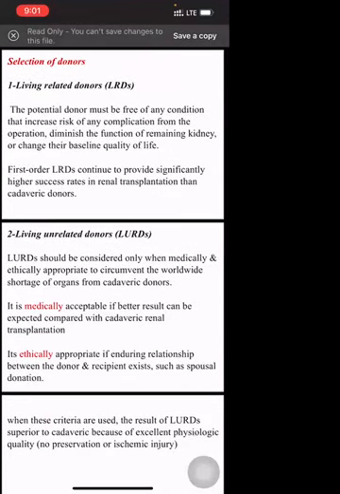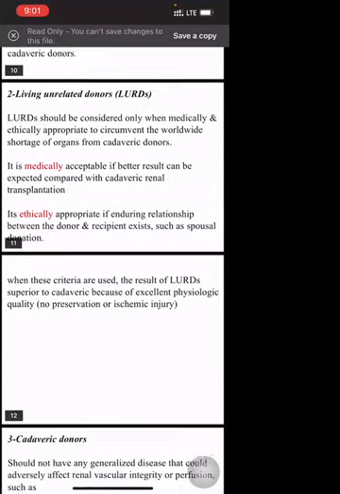And then living unrelated donors. A live donor, but not related to the patient. Living unrelated donation should be considered only when medically and ethically appropriate, to circumvent the worldwide shortage of organs from cadaveric donors. It is medically acceptable if better results can be expected compared with cadaveric renal transplantation.